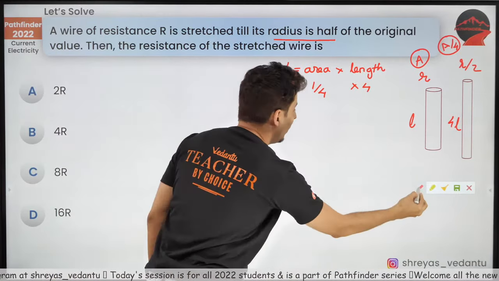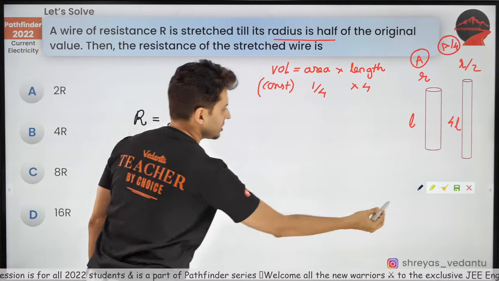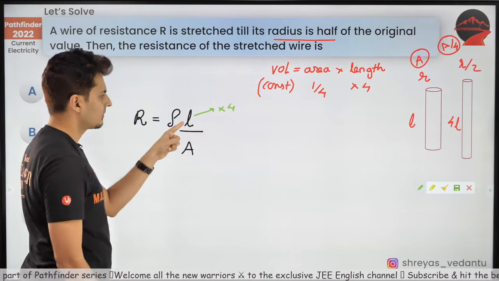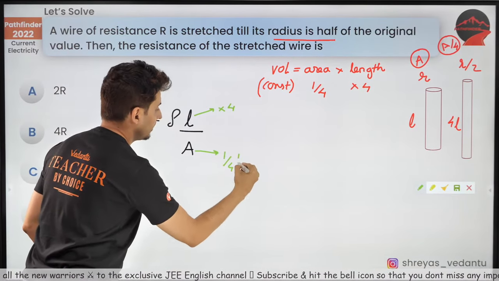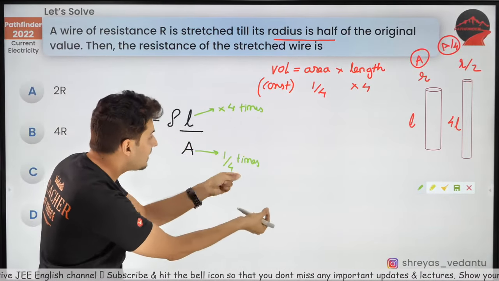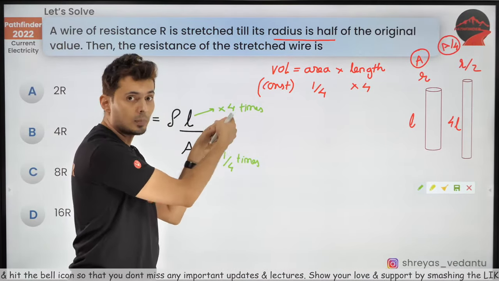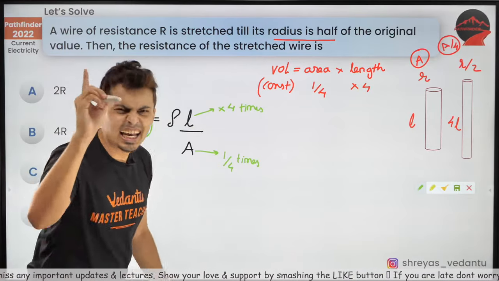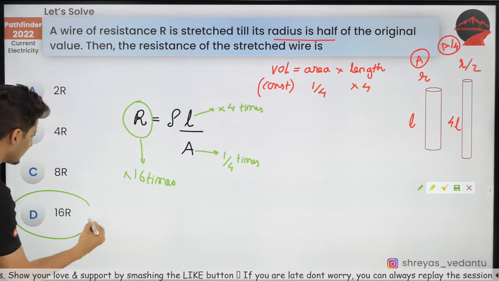Now think, resistance is rho L by A. Length has become 4 times. Area has become 1 by 4 times. This 1 by 4 is in the denominator, so this 4 will go on the top. 4 fours are 16. How many times do you think the resistance will increase? Exactly, 16 times. So the new resistance should be 16R.